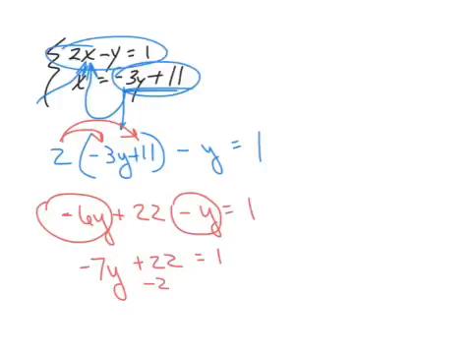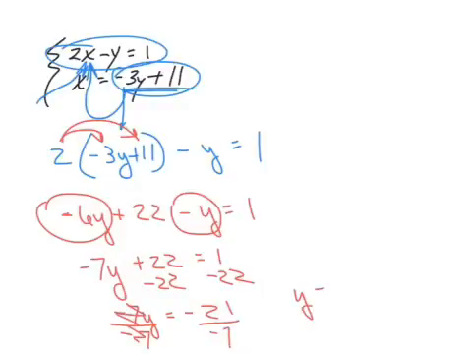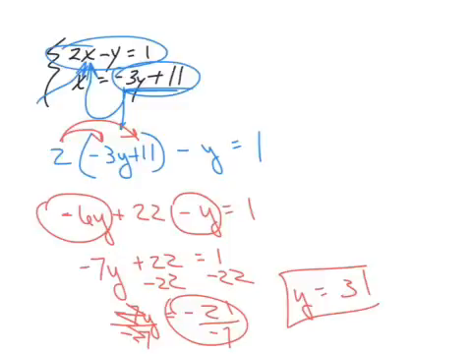Then I subtract 22 from both sides, and I get negative 7y equals negative 21. Divide by negative 7, divide by negative 7. That goes away. And I have y equals negative 21 over negative 7, which is positive 3. So I just found my y value.